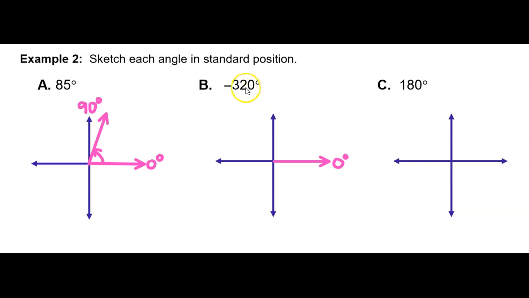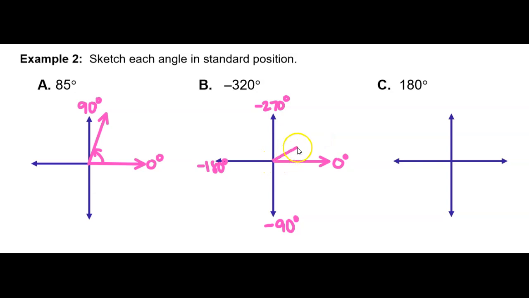And again, negative 320 degrees is actually going clockwise. So we're at 0 degrees, and this is negative, so we're going to be going in the clockwise direction. This would be negative 90 degrees, negative 180 degrees, negative 270, and we need to find negative 320. Well, we know negative 315 would be halfway in between, so negative 320 would be just a little bit further.